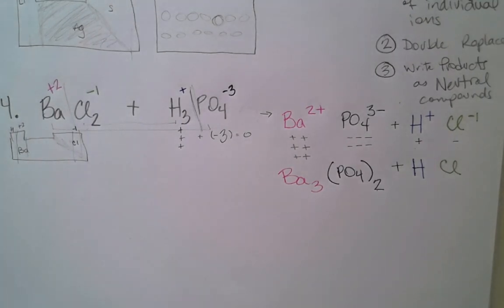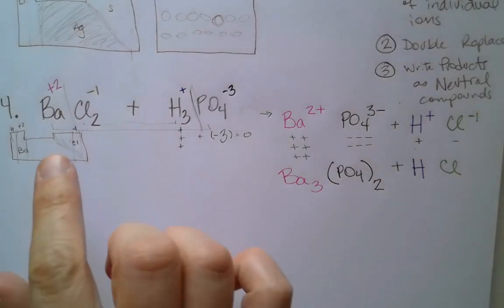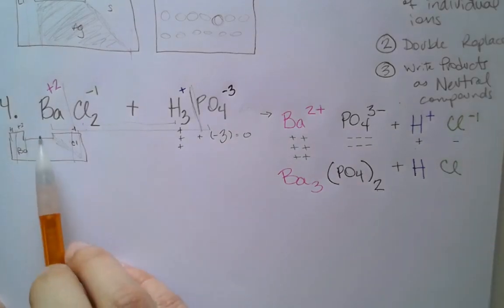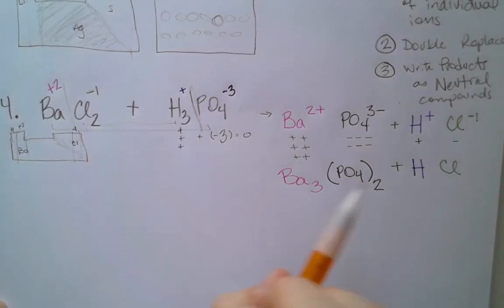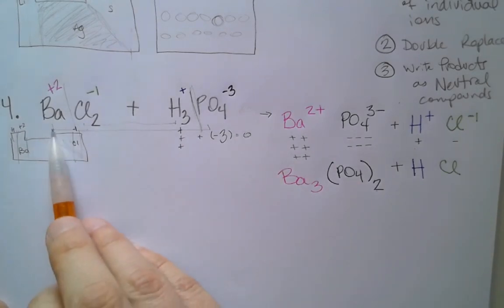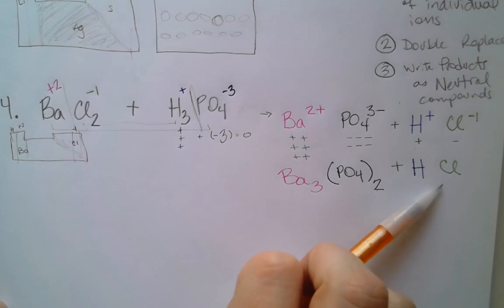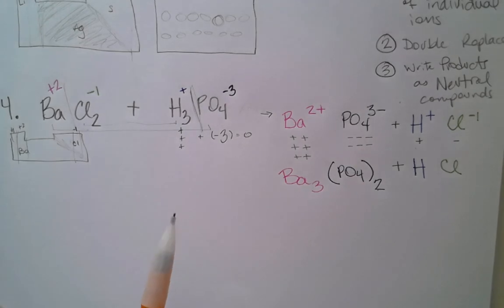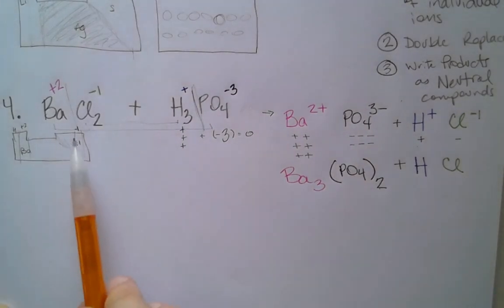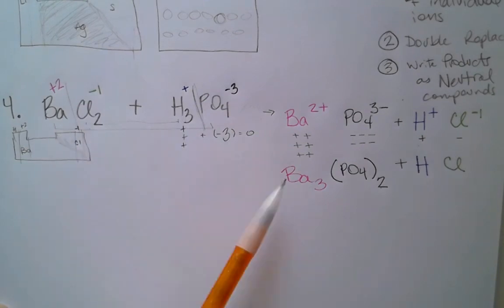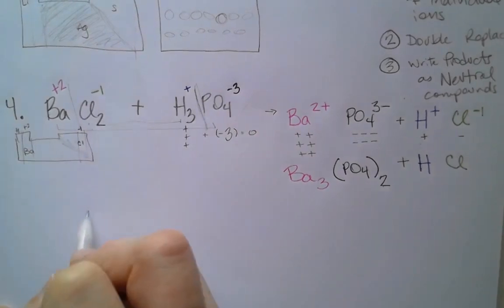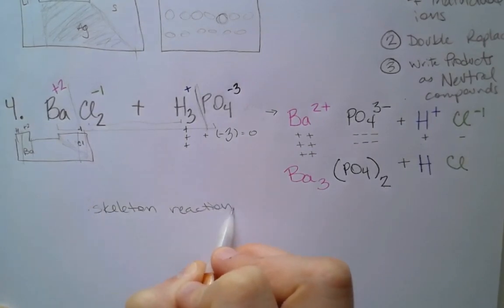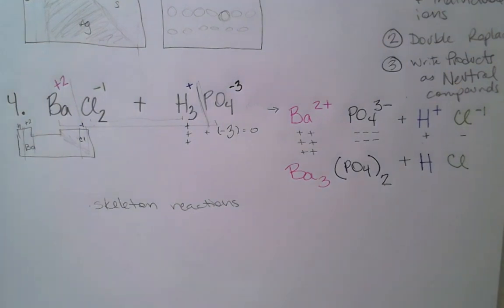There's a chance that you are noticing that this reaction is not balanced, and I agree with you. We just pulled some stuff out of thin air. We started with 1 barium, now we have 3. We started with 2 chloride, now we have 1, and 3 hydrogen. This is not a balanced reaction. And you are correct. It is not a balanced reaction. Reactions like this that show you what you have but are not balanced are called skeleton reactions. And they're completely acceptable in this particular context.